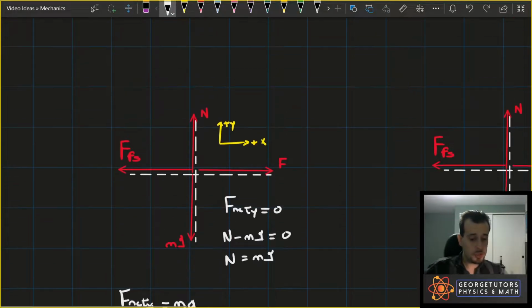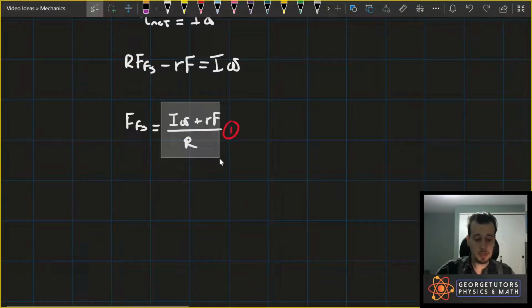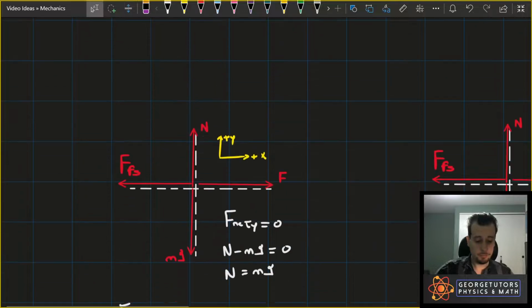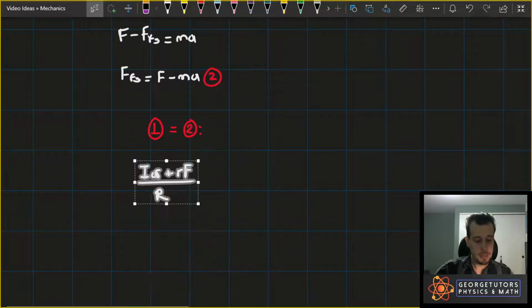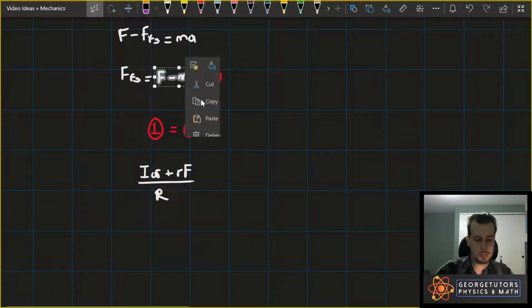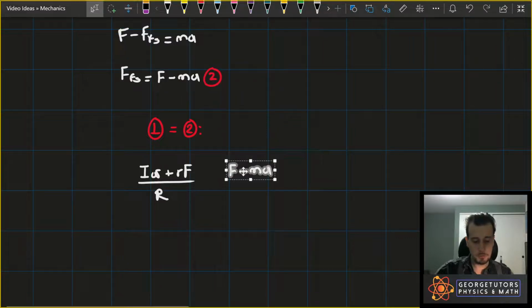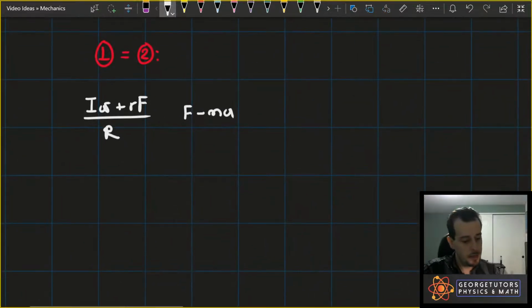And if I do so, I just got to copy here what the static friction is from the torques, right there, and what the static friction is from the forces right here, and just set them equal to each other. Now, before I continue solving, I want you to notice that we have two unknowns.